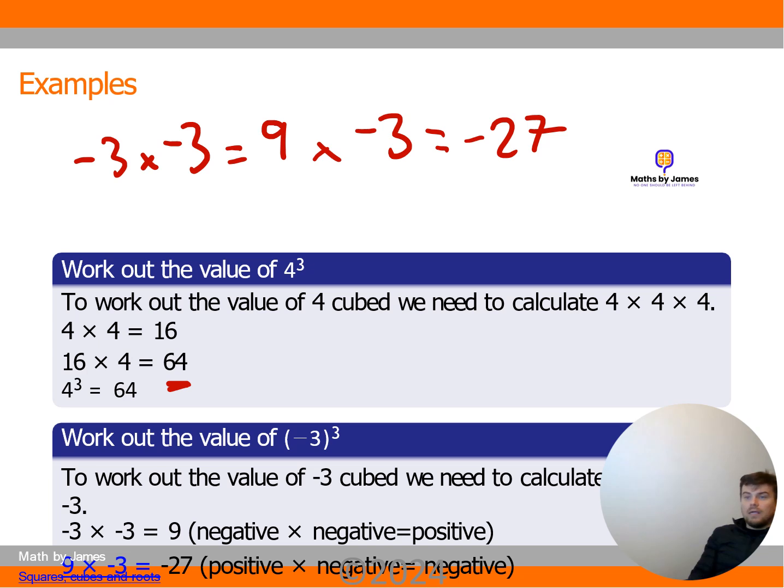Because we've got the 9 here, and then we're left with a positive times a negative, which then gives us a negative.